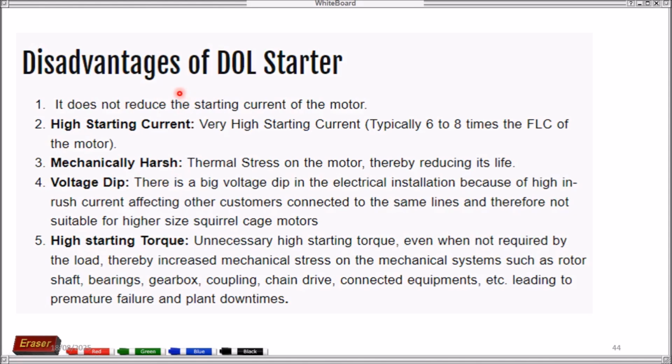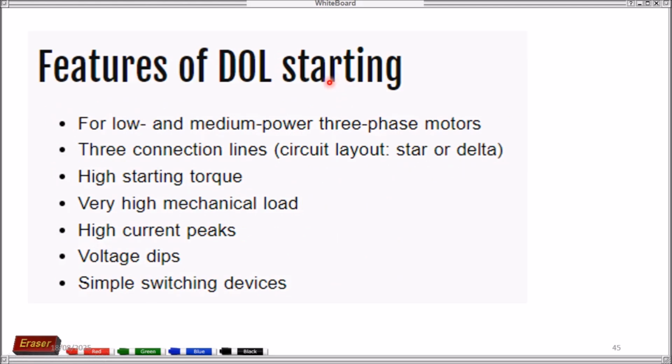So the disadvantages: it does not reduce the starting current of the motor. High starting current, so very high yung current natin, which is 6 to 8 times the full load current. Mechanically harsh, so thermal stress on the motor, thereby reducing its life. Voltage dip, no, sa sobrang taas po nating starting current, kaya nagdi-dip din po yung ating supply voltage. Then high starting torque, no, so meaning sa sobrang taas nating current, the starting torque is also very high.